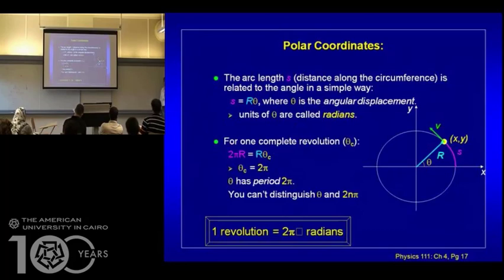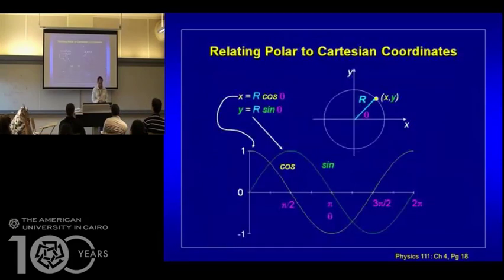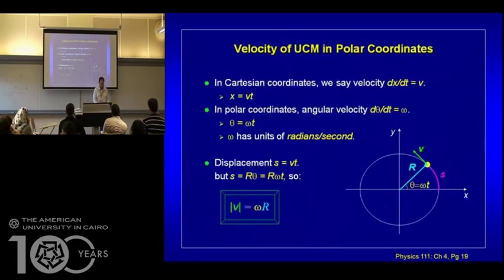Would anyone like to give it a name? Alpha. So now we know linear displacement equals R times the angular displacement. Linear velocity equals R times angular velocity. Linear acceleration equals R times angular acceleration. And this is what we have proven now: v equals R omega.